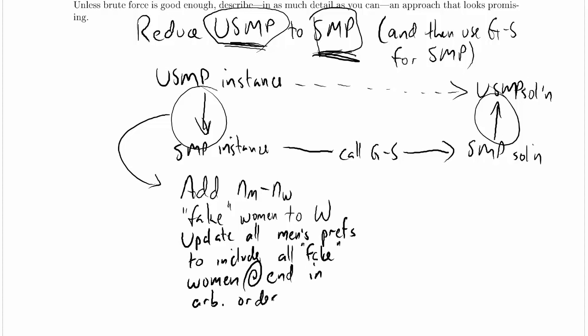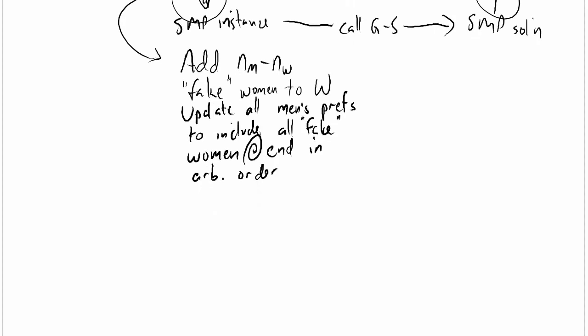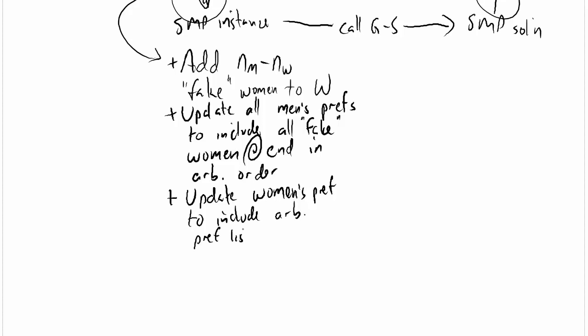Again, we don't really know what to do with the orders. So that takes care of the men's preference list. The men's preference lists have to list all elements of W, and they now list all elements of W, the real ones first, and then all of the elements that are fake. We need a little bit more here. So this is: add enough fake women to make the sets equal, update the men's preferences, and then update the women's preferences to include, and I'm going to say arbitrary preference lists for the fake women.